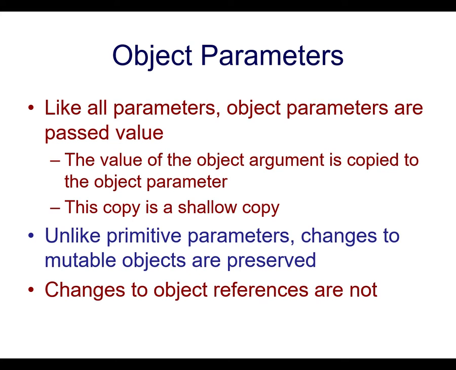Because of the difference between what is copied, when a primitive parameter's value is changed inside a method, the change is lost upon return to the calling method. If, however, a mutable object is modified inside a method, its change is preserved upon return. In contrast, if instead of changing a mutable object's value, its reference is changed, that change is lost upon return. In a language like C# that does allow objects to be passed by reference, even changes to the reference would be preserved.